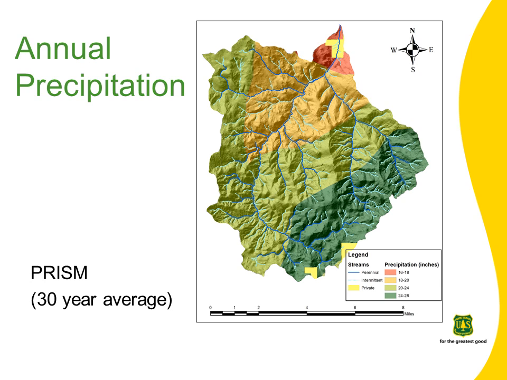Aspect also drives snow melt processes. South aspects lose their snow at least 2 weeks to a month earlier than those on the north aspects.